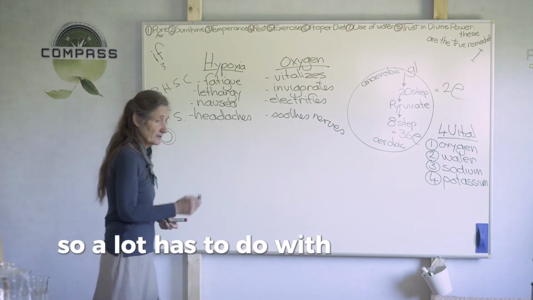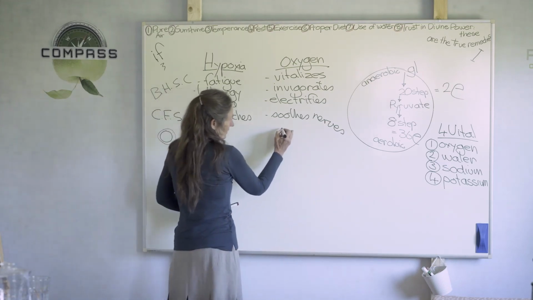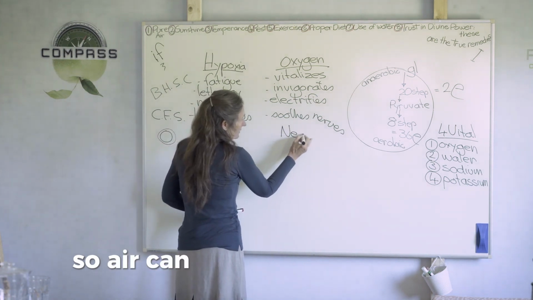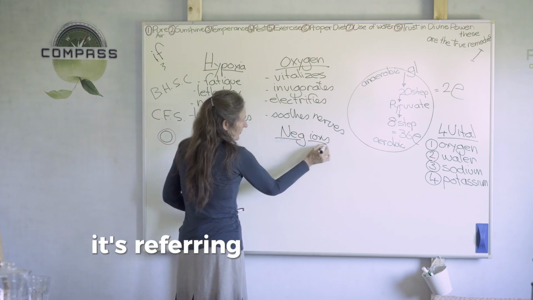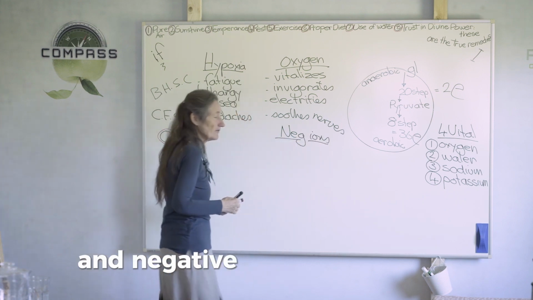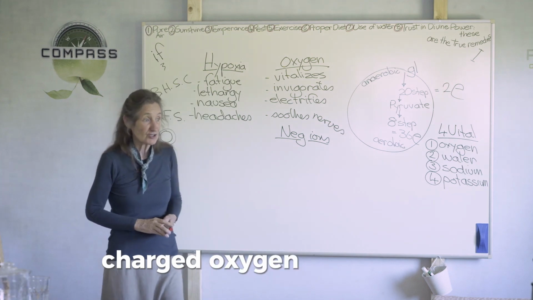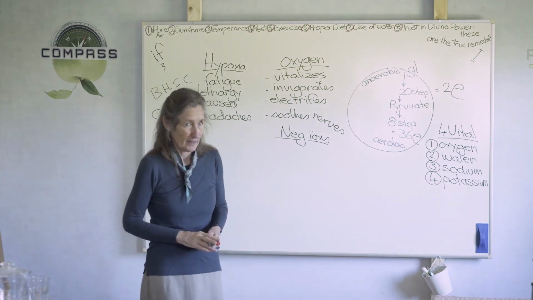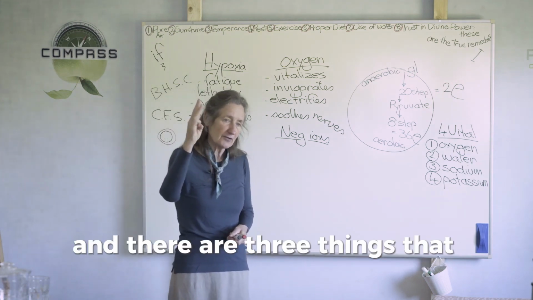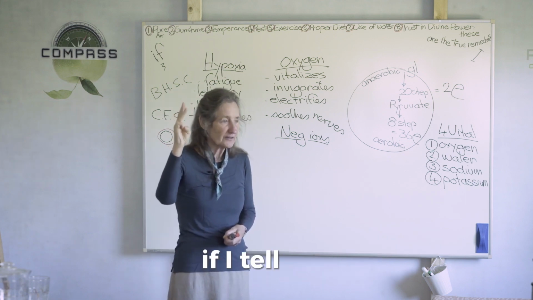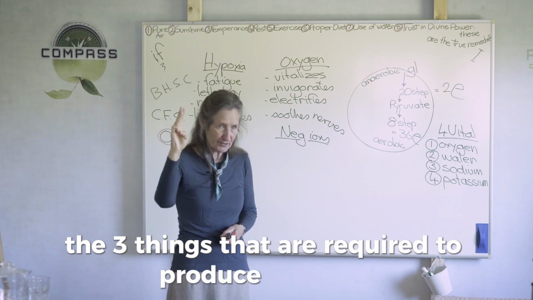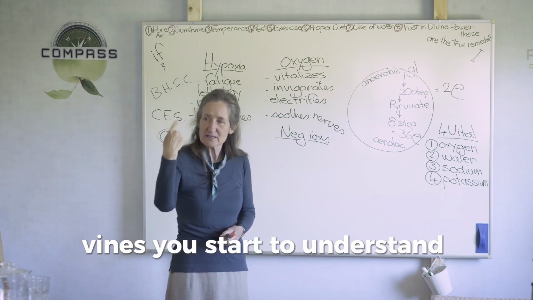So a lot has to do with the air we're breathing. Air can contain negative ions. It's referring to the negative charge, and negative ions are electrically charged oxygen molecules. And there are three things that are required to produce negative ions. If I tell you the three things, you start to understand where you will find them.